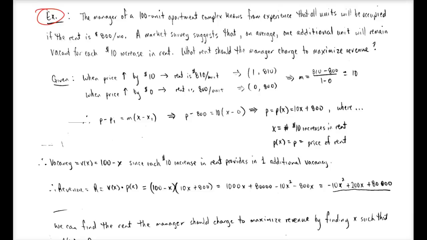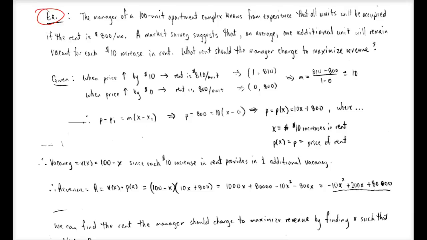So we have here a manager of a 100-unit apartment complex who knows from experience that all units will be occupied if the rent is $800 a month. The market survey suggests that on average, one additional unit will remain vacant for each $10 increase in rent. What rent should the manager charge to maximize revenue?